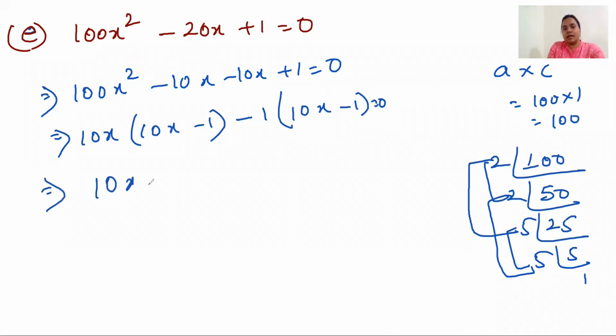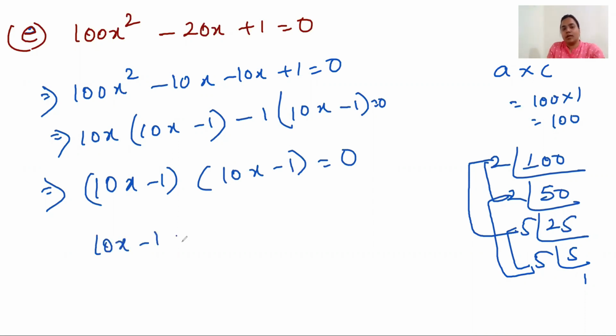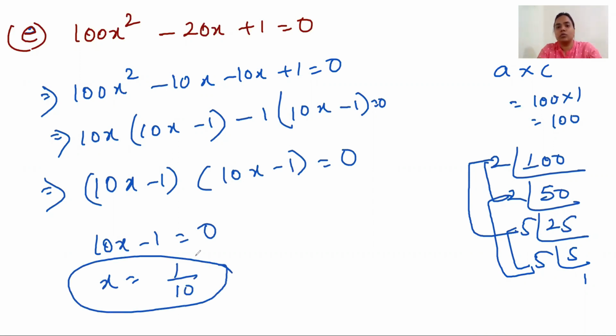So in this again we are getting the same roots because both the factors are same. So I'll just solve with only one. 10x minus 1 is equal to 0. x is equal to 1 by 10. In this again, we have both the roots equal. Let's move to our next question, the second one.